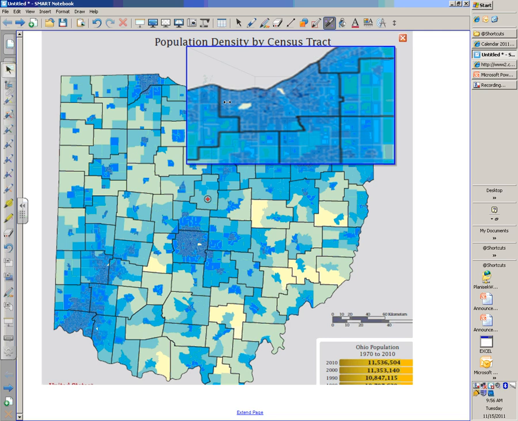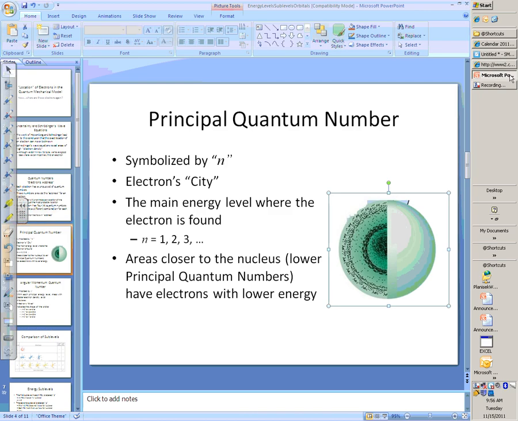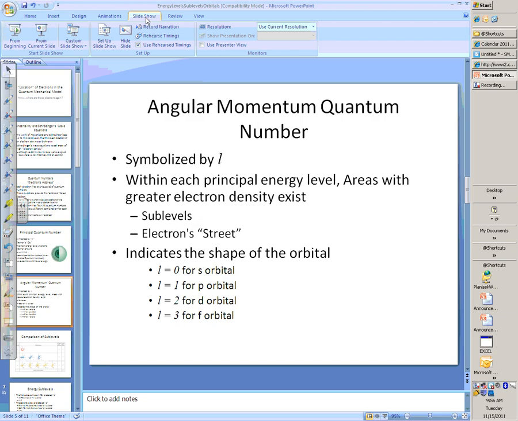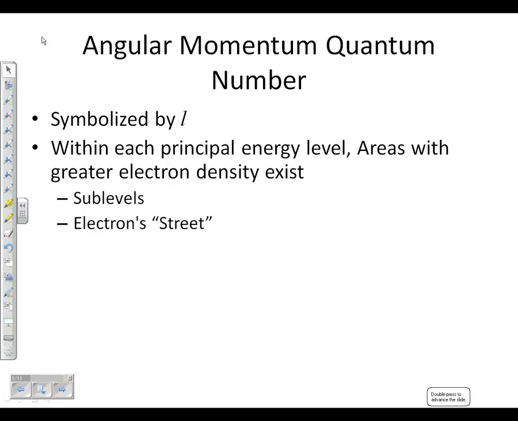All right, good there? And what we find out is that's a lot like atoms. Within each principal energy level, there are areas that we refer to as sublevels. Within those big rings, there are areas that are more dense and less dense. Within the big ring of Cleveland, there's Lakewood, and then there's the metro parks. Sublevels are symbolized by lowercase letter l.